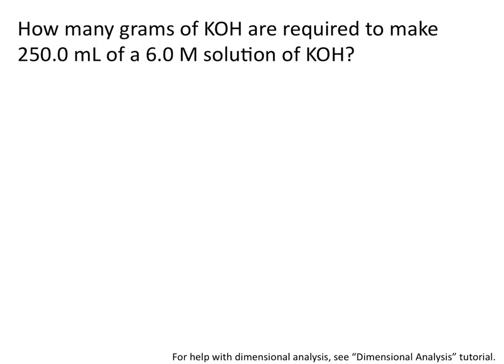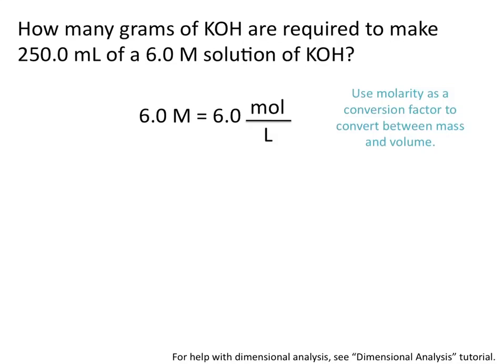Now molarity, although we've abbreviated it with a capital M, means moles per liter. And so we'll use this value as a conversion factor to convert to grams from milliliters, or to convert between mass and volume. Let's start our problem by writing 250 milliliters. Now the conversion factor that we're given, 6.0 molar, is moles per liter. So if we want to use this conversion factor, we first need to convert 250 milliliters to liters.